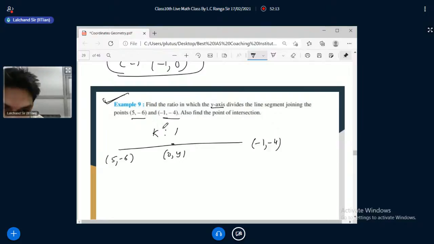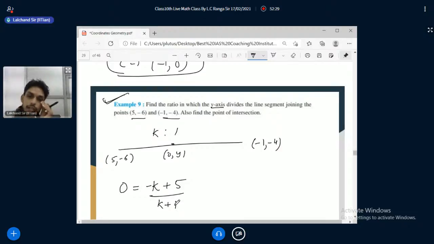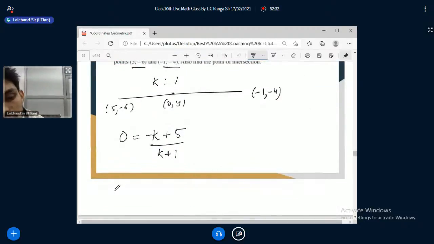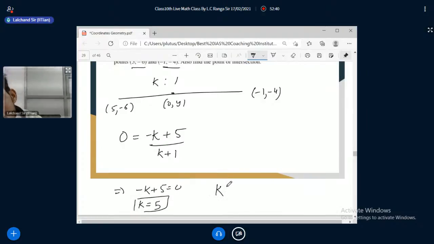And x coordinate is known here. X coordinate is 0. So apply section formula here for x coordinate. So x coordinate is 0. So we can write k into minus 1, that is minus k, plus 1 into 5, divided by k plus 1. So we can write this is minus k plus 5 equal to 0. So k value will be 5. So our ratio will be k ratio 1, that is 5 ratio 1. Okay. Are you getting my point?